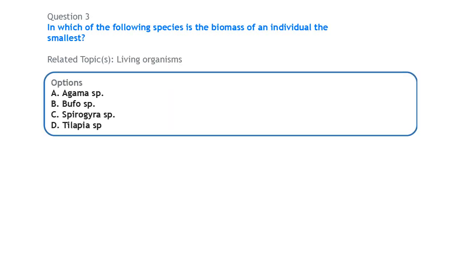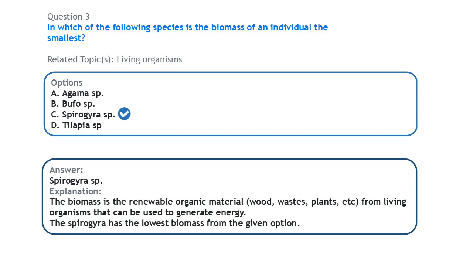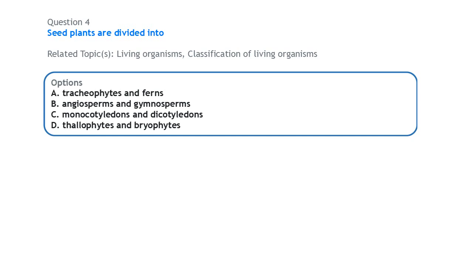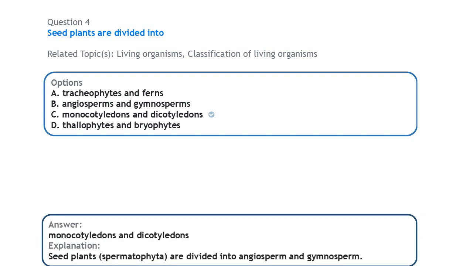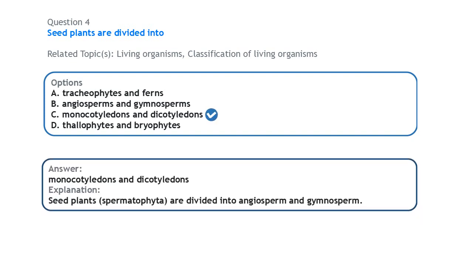Next, on living organisms, in which of the following species is the biomass of an individual the smallest? The Spirogyra has the smallest biomass from the given options. Next, seed plants are divided into monocotyledons and dicotyledons. The seed plants, they are the spermatophytes, so they are divided into monocotyledons and dicotyledons. Monocotyledons are those having one seed, or one cotyledon, and the dicotyledons are those that have two cotyledons.